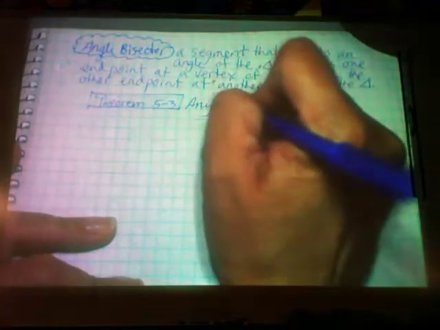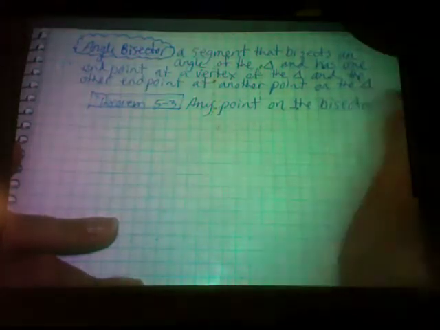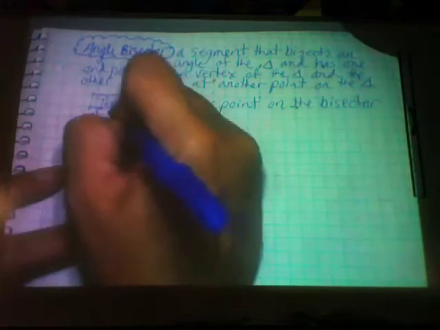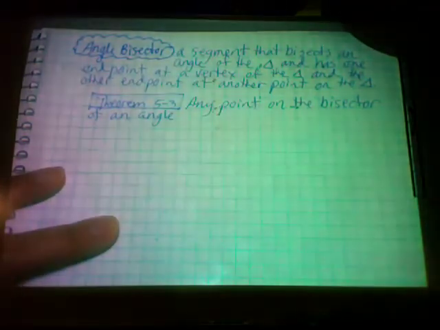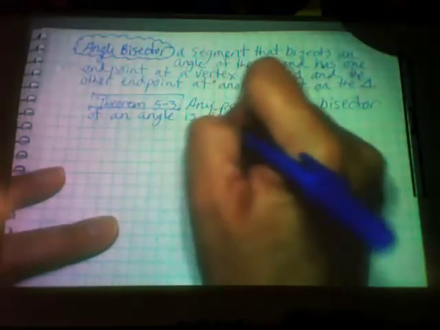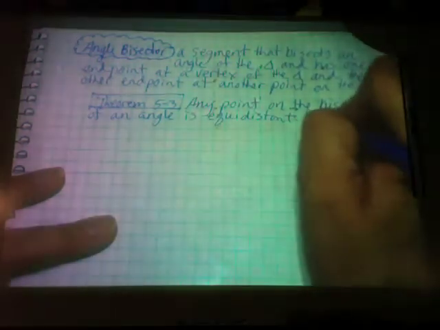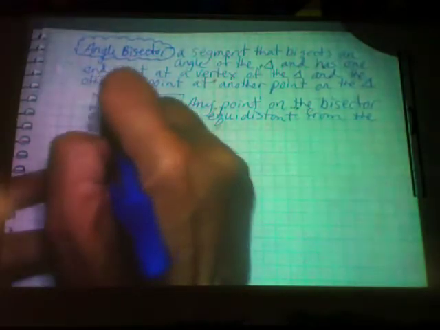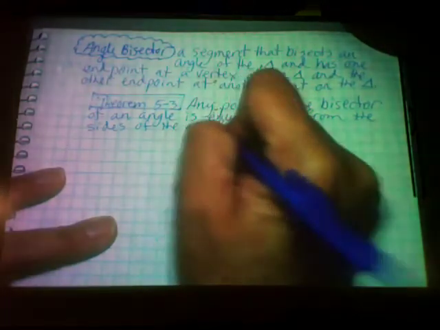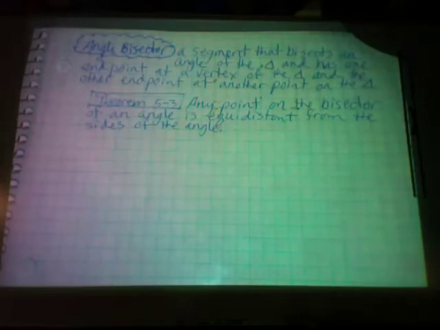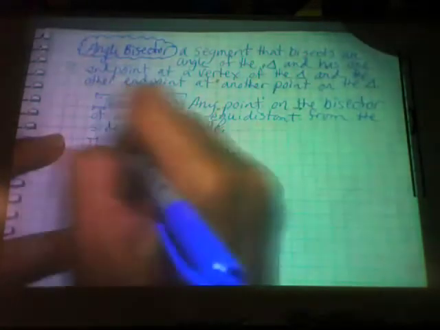All right, so Theorem 5.3 says any point, and this is what I just explained, on the bisector of an angle is equidistant from the sides of the angle. Remember, the sides of that angle are two sides of the triangle that create that vertex that you are bisecting. The second theorem is your converse.